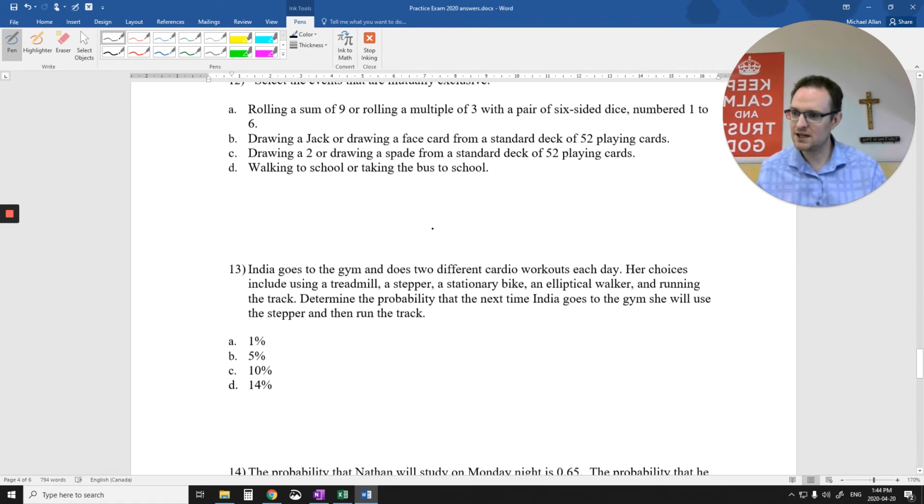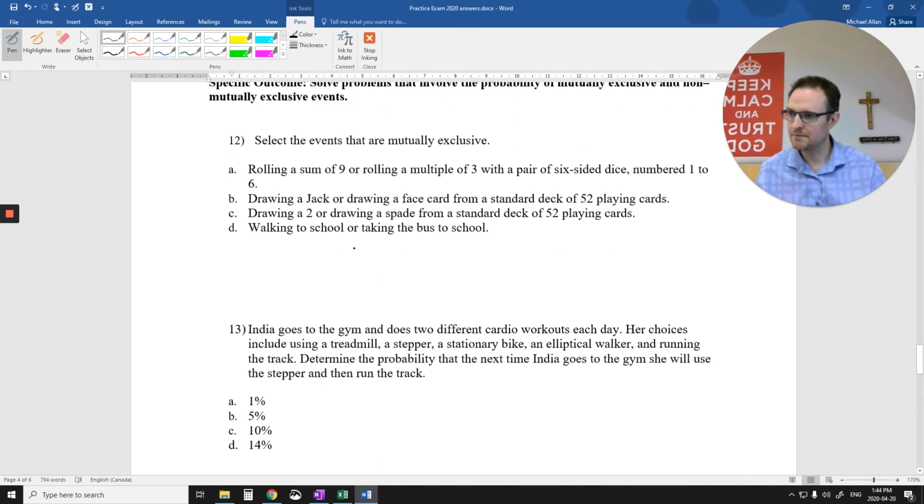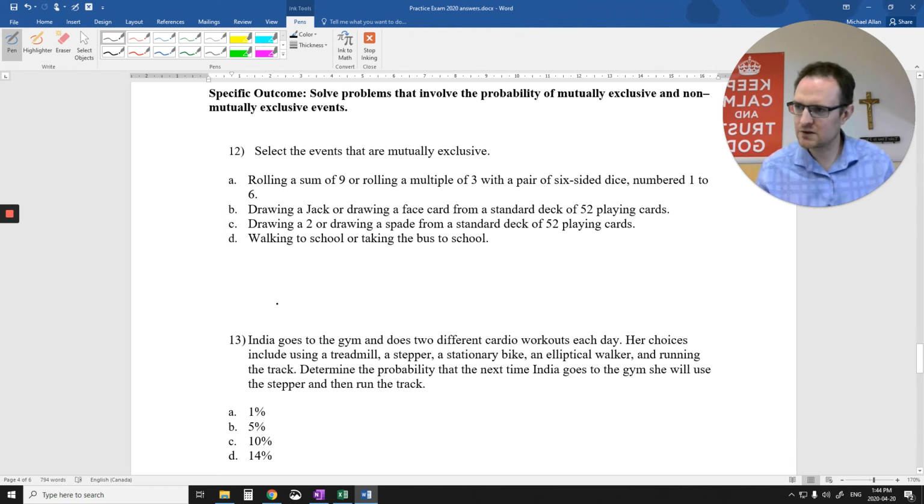Question 13, they're dependent on each other. It changes the probability. Question 13. Let's go to question 12. I've seen question 12 before. To be mutually exclusive just means that they can't happen at the same time. So multiples of 3, a multiple of 3 is like 3, 6, 9, 12. That's pretty much all the numbers that are multiples of 3 if you roll 2 six-sided dice and you're adding them together. You notice that 9 is a multiple of 3, so this could happen at the same time.